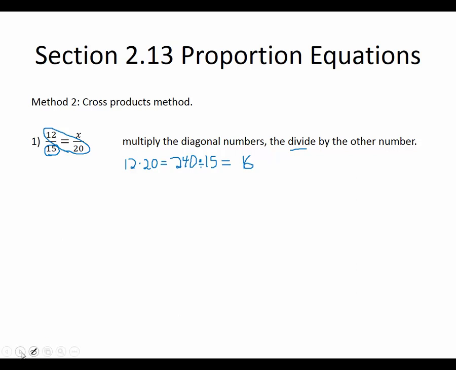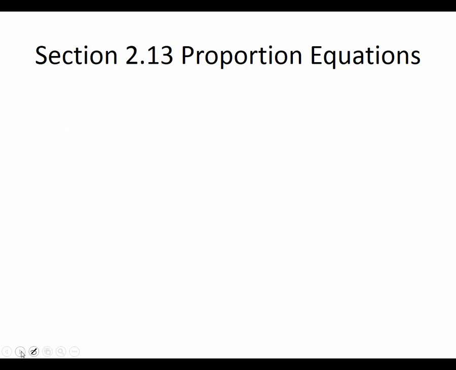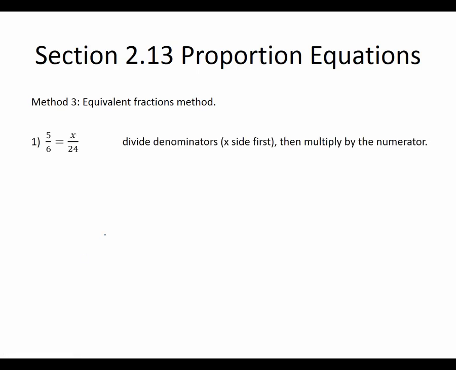Alright, so our final method, our third method, is actually one that you might be familiar with. This is something that we did before when we were adding fractions. This is the equivalent fractions method. When we were adding fractions back in week 2, we had to take a fraction and convert it to a new fraction with a common denominator. So you might see something like 5/6, and it's supposed to be equal to a fraction over 24.